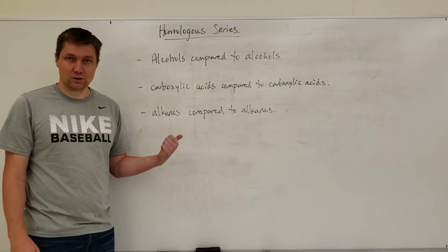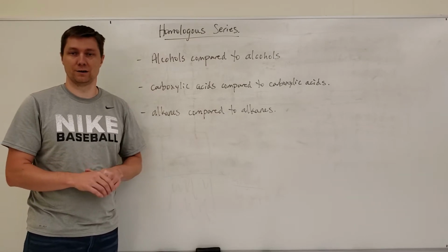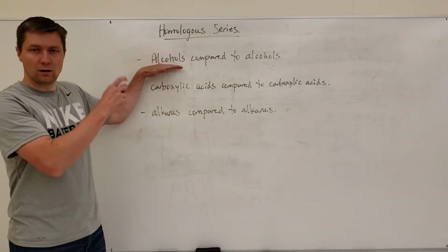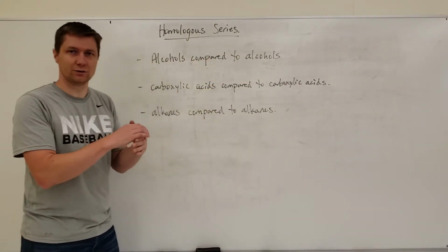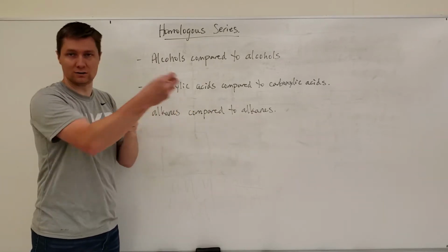Another term that you need to know in the organic unit is this concept of homologous series. All this means is that if I'm comparing alcohol A to alcohol B, but they're different molecules, that's still considered what we say a homologous series. You're comparing alcohols to alcohols.